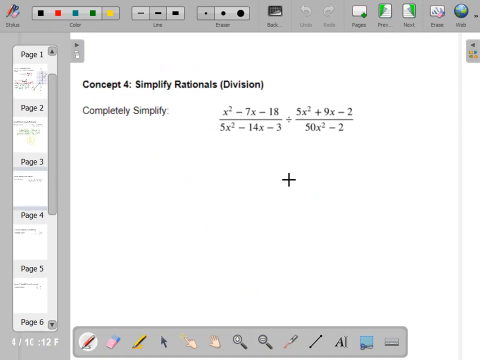Division is very similar, but there's the first step of copy, change, flip. So you need to make sure that you copy the first part, x squared minus 7x minus 18. This doesn't change. But now I'm going to change to multiplication, and now it's 50x squared minus 2 in the top, and 5x squared plus 9x minus 2 in the bottom.